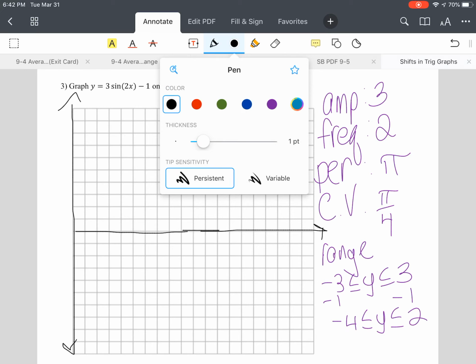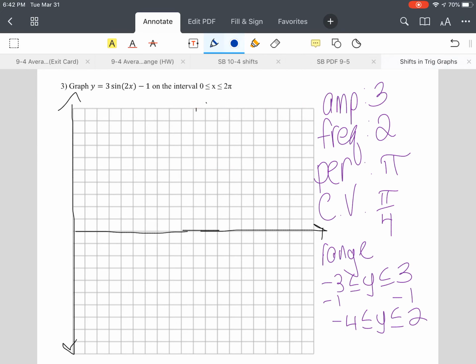All right, so let's label. I have to go to 2 pi. Okay, so pi over 4 is my first, then 2 pi over 4, which is pi over 2, then 3 pi over 4, then 4 pi over 4, which is pi, 5 pi over 4, 6 pi over 4, which is 3 pi over 2, 7 pi over 4, and 8 pi over 4, which is 2 pi. Okay, so we know I need to go at least down to -4 and at least up to 2.